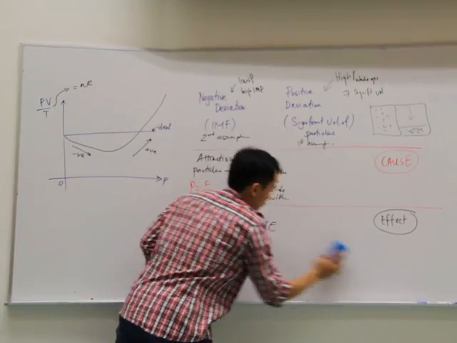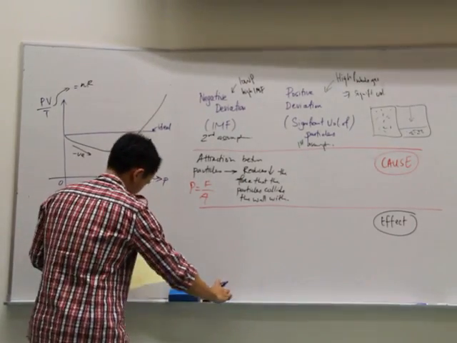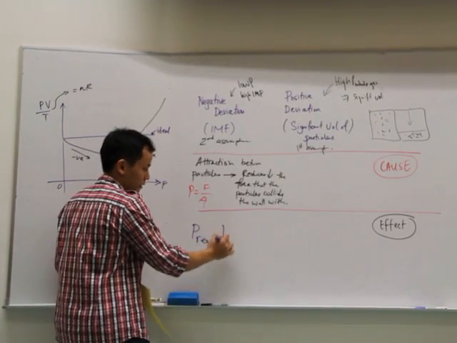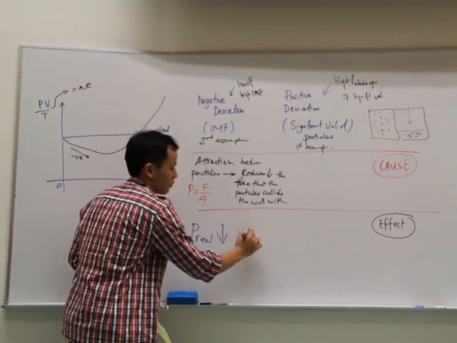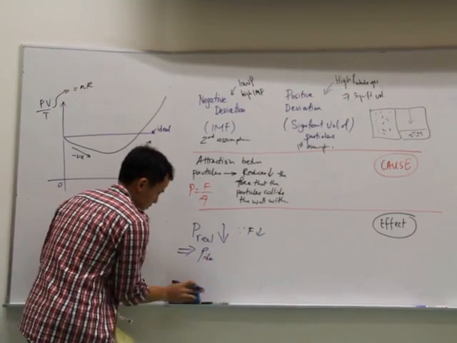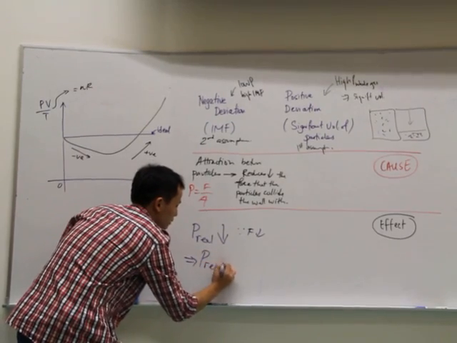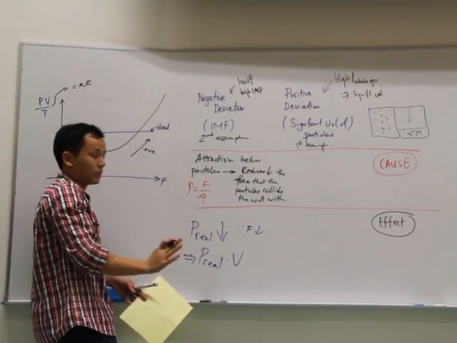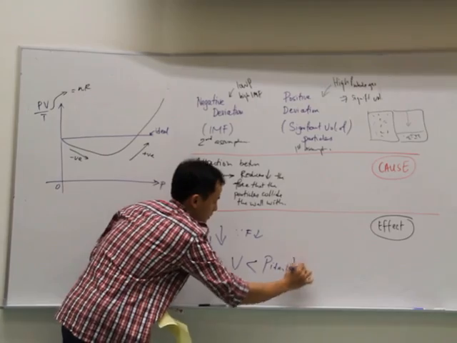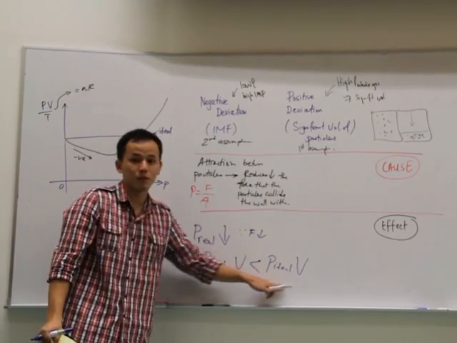So the effect here is that the real pressure, not the ideal one, drops because the force has dropped. The other effect is that P real times your volume, which is constant in this first scenario, is less than P ideal times volume. P real, your real pressure, is less than your ideal pressure. So overall PV is less than your PV in the ideal case.